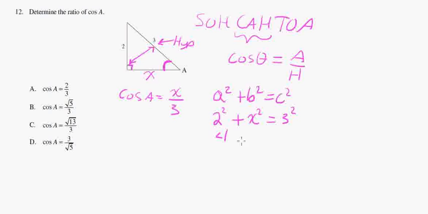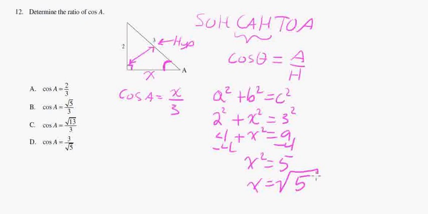So now we get 4 plus x squared equals 9. I'll bring the 4 over, so we get x squared equals 5, or x is equal to the square root of 5. Since we don't have a calculator, we can't actually evaluate what the square root of 5 is, so we just use it as that. So we can write that cosine of A is equal to x, which is the square root of 5, divided by 3. That answer happens to be B.